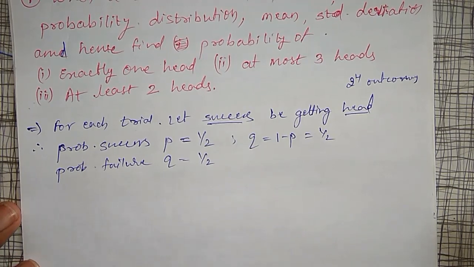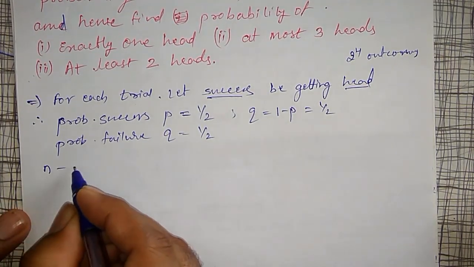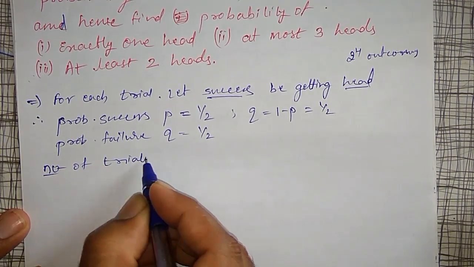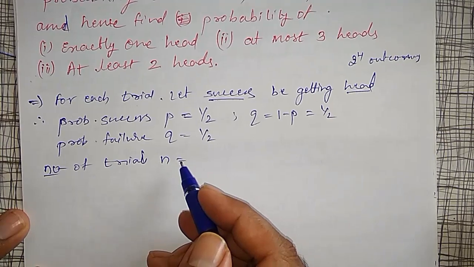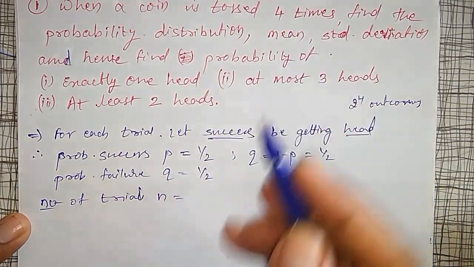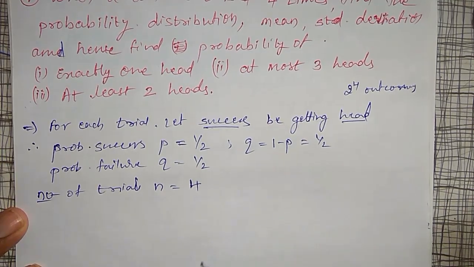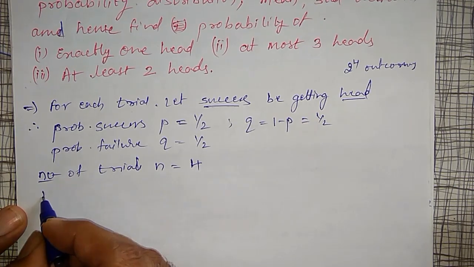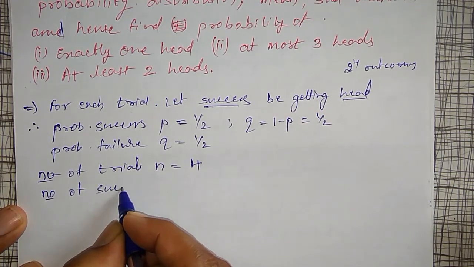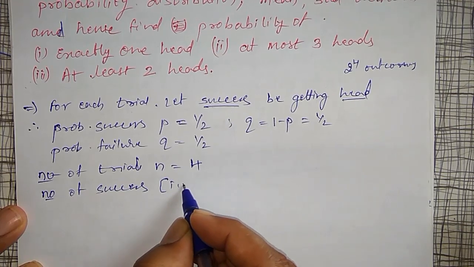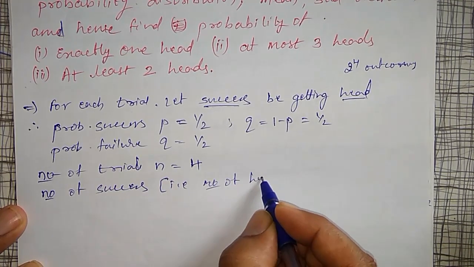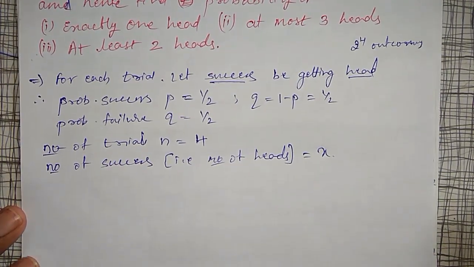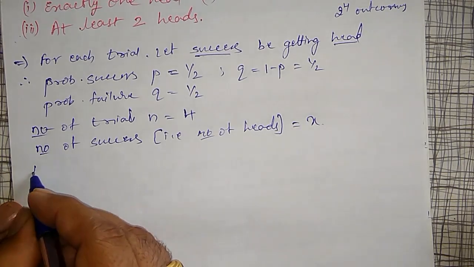And the number of trials, n, is equal to, how many times is a single coin tossed here? 4 times. Therefore n is equal to 4. And the number of successes, that is the number of heads, is equal to x.